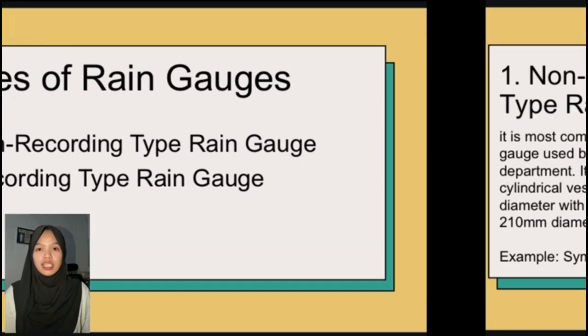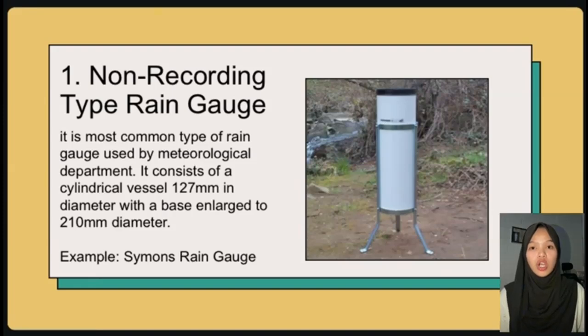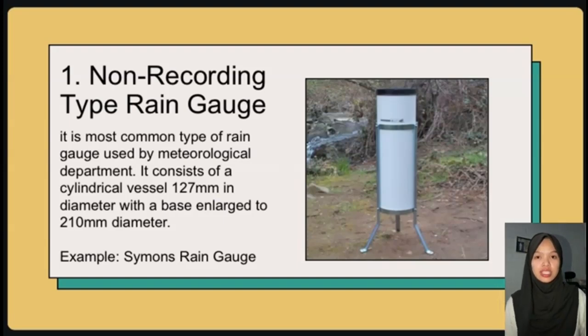So first is the non-recording rain gauges, and it is the most common type of rain gauge used by the meteorological department. It consists of a cylindrical vessel 127 millimeter in diameter with a base enlarged to 210 millimeter diameter. Example of this is the Simon's rain gauge. So this figure is the Simon's rain gauge, and this is what it looks like. Note that this type of rain gauge is non-recording, so basically it is a manual checking rain gauge, so you need to check it every day or day by day to gather data.